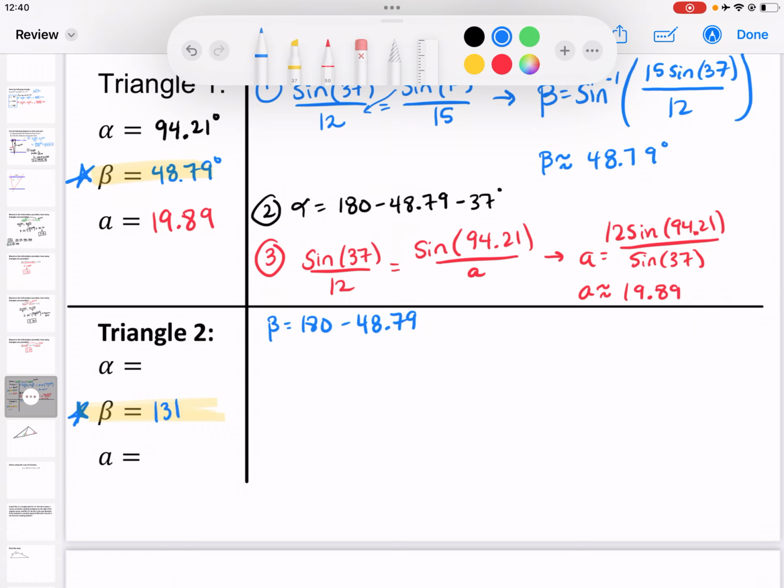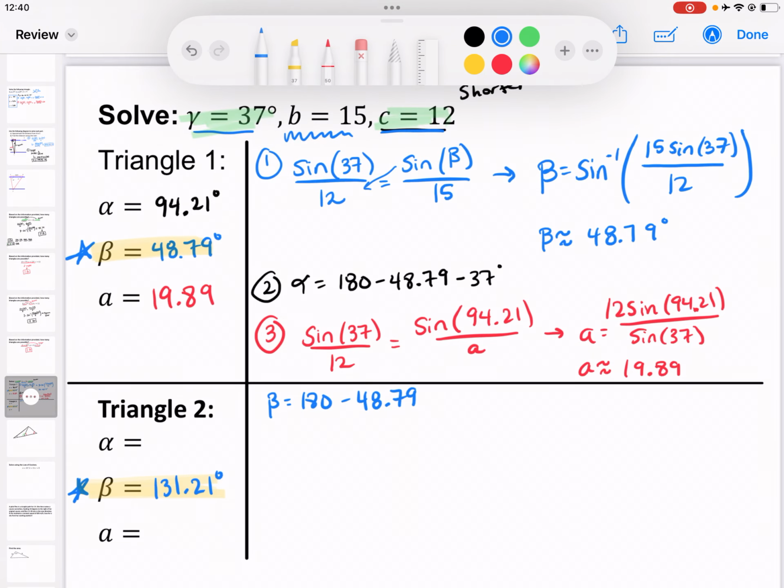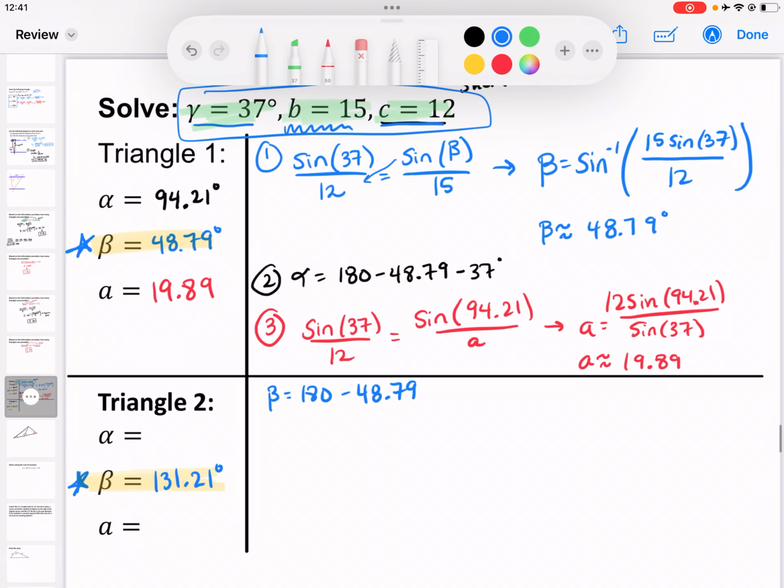And you get 131.21 degrees. Now, at this point, I ignore everything from triangle 1 except the original information that was given to me that I've highlighted in green. So that's the only stuff I use. So when I find alpha, because that should be the second thing I find, notice I'm finding everything in the same order. I'm going to do 180 minus 131.21, because that's what I just found, and minus the 37. And I get 11.79 degrees.